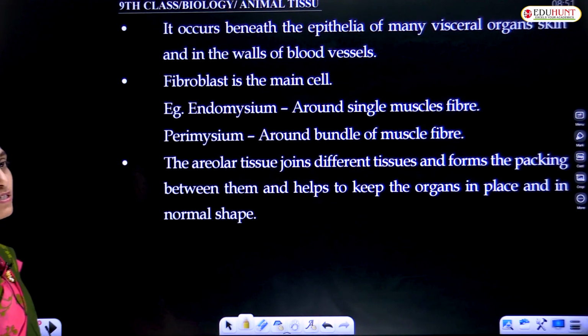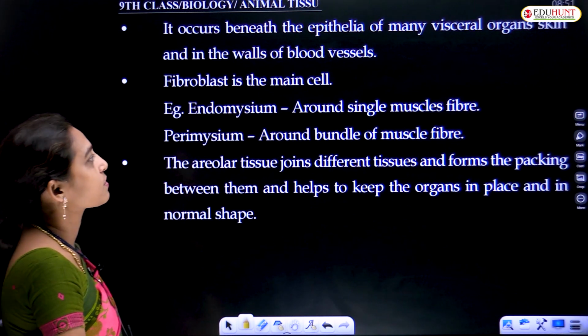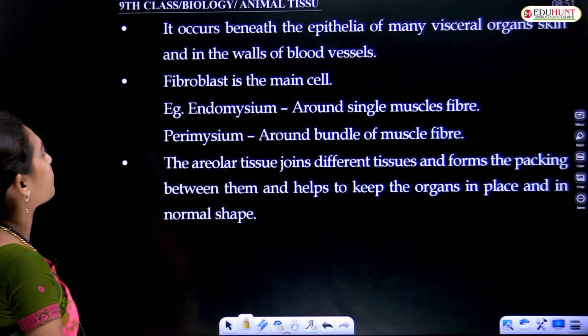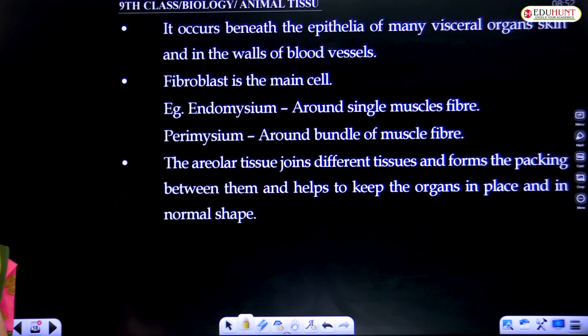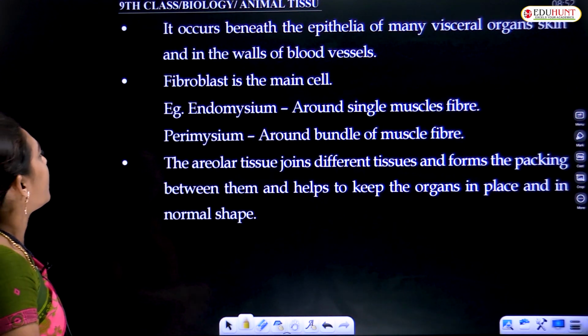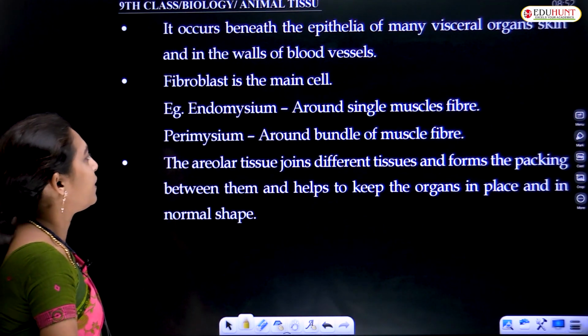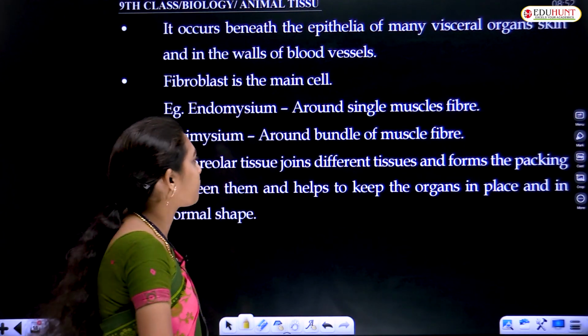Yes, it occurs beneath the epithelia of many visceral organs, skin, and in the walls of the blood vessels. Bones ekkadekkada untayi? Bones beneath the skin we have bones, and fibroblast is the main cell of the, and endomysium around the single muscle fiber.